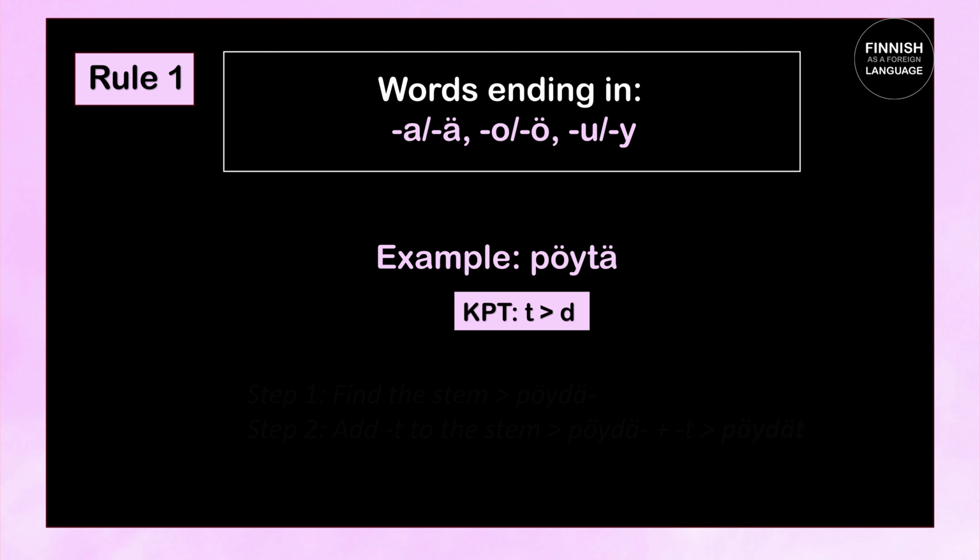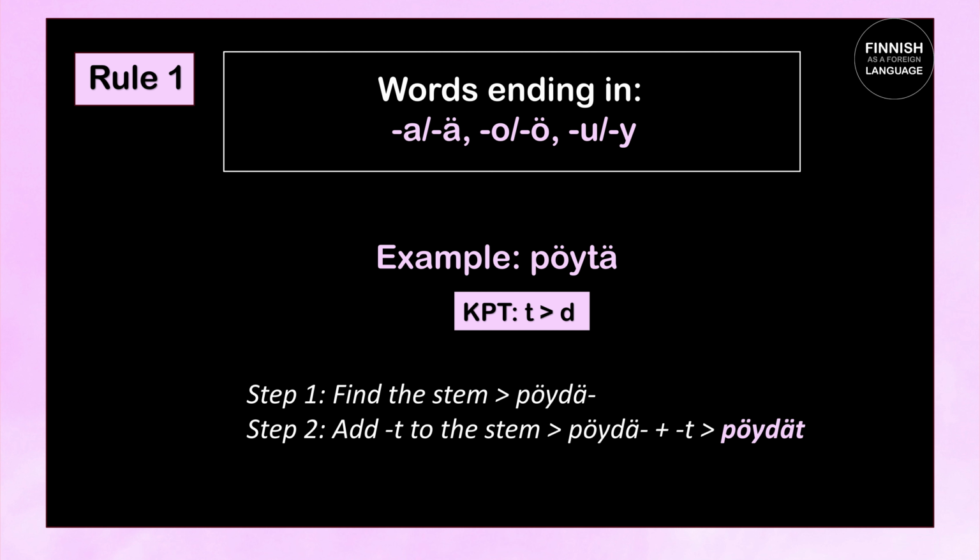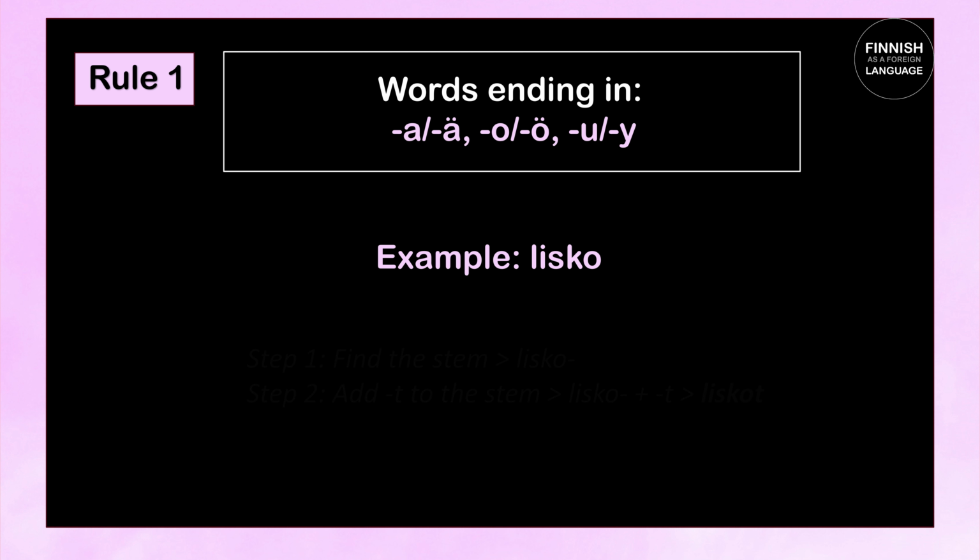Here we have a consonant gradation of type A, where the strong T changes to the weak D. Now we want to form the nominative plural. So in the first step we have to find the stem, which is pöydä. Notice here the consonant gradation. Then in the second step we add T to the stem, which means we have pöydä plus T is pöydät, which means the tables. Next one, let's take an example that is ending in the vowel O.